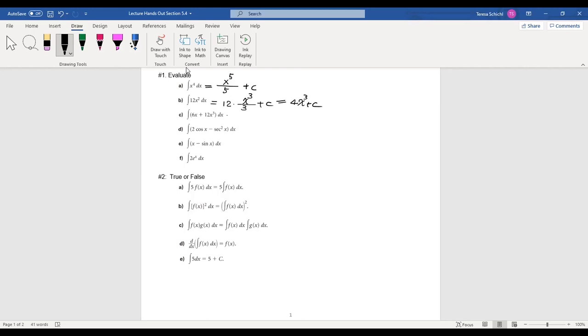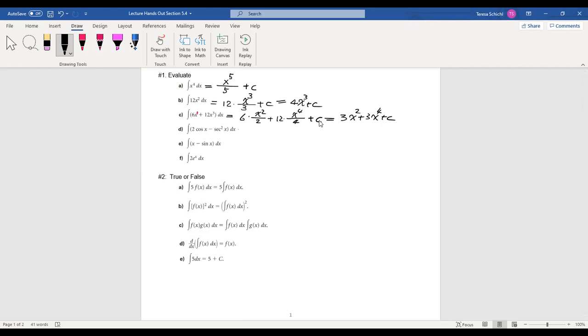The same way here. 6x really is x to the first power, right? So the antiderivative will be 6 times x squared, since 1 plus 1 is 2, over 2, then plus 2 times x to the fourth over 4. Don't forget plus c. So this will give you 3x squared plus x to the fourth over 2 plus c, right?